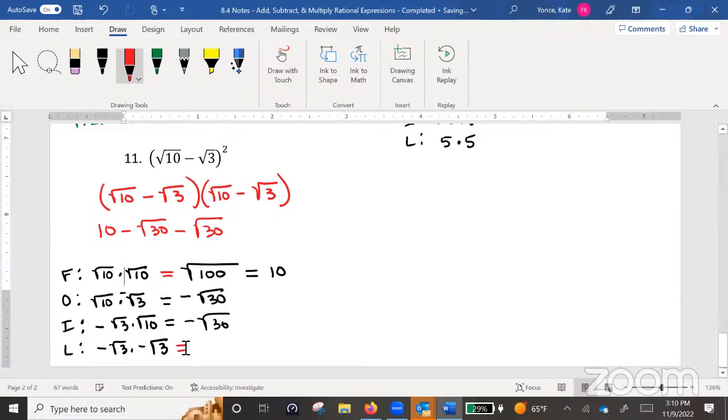And then last times last. So first of all, negative times negative. Okay, plus, so positive. Yeah, what's square root of 3 times square root of 3? No, square root of 9. If you're going to multiply the numbers, you've got to say square root of 9, which then is 3.